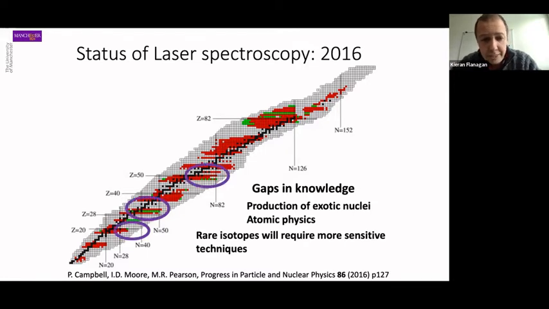So in this talk, I'm going to focus on the region around the neutron-rich indiums, the copper, and also, well, it's not quite heavy, but the N=32 region.